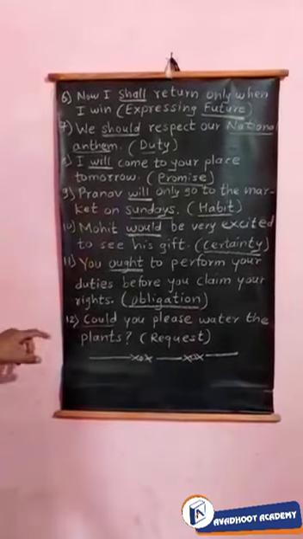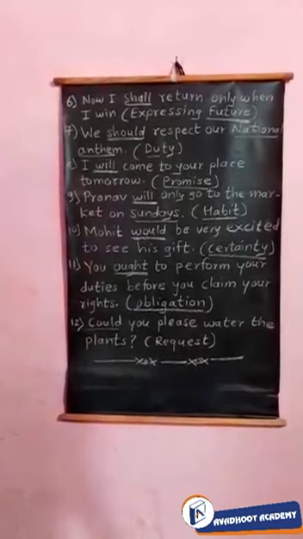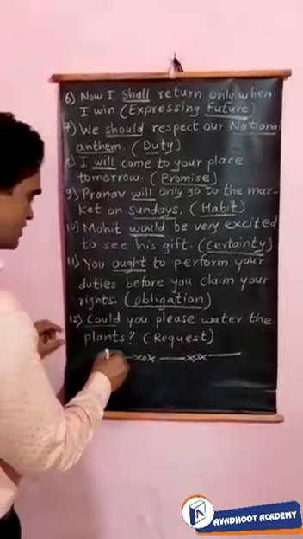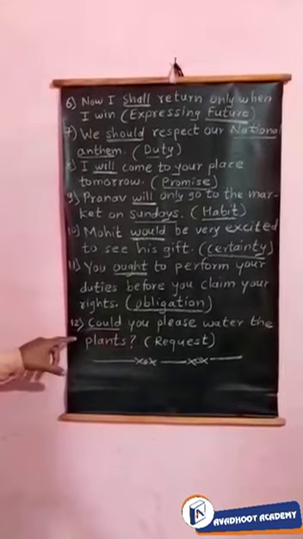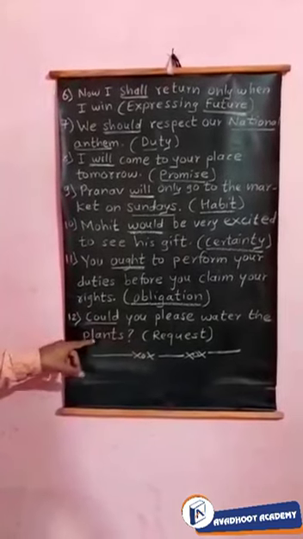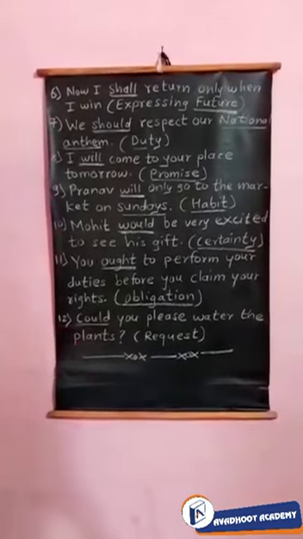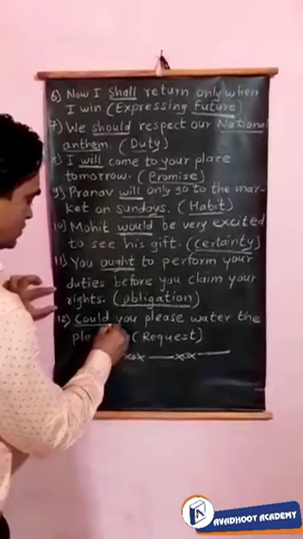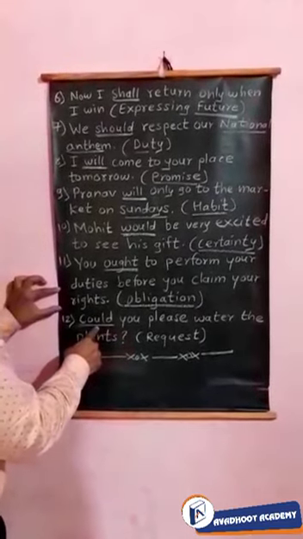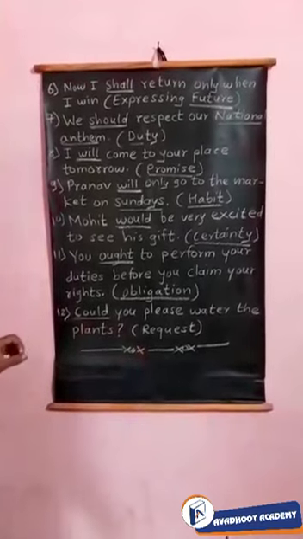And the last sentence is: Could you please water the plants? So what is it? It is a question. Which type of question? A yes/no type question, or verbal question. So what are we saying here? That it is a request. Could you please water the plants? So a request is expressed in that sentence by using this modal auxiliary, could. So this is the request in that sentence.